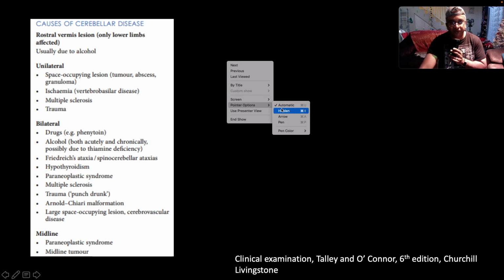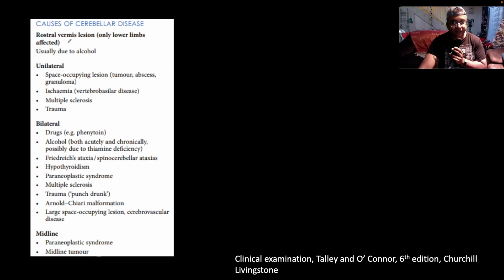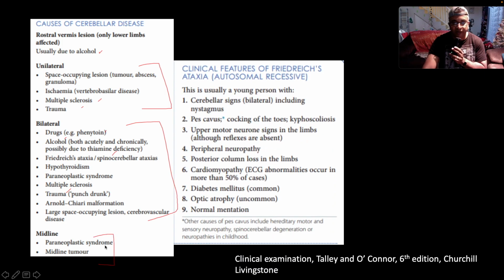So we said if it's a rostral vermis lesion, that's central affectation, usually truncal ataxia, usually due to alcohol. If it's unilateral, it could be a space-occupying lesion like a tumor, abscess, granuloma. Ischemia in the way of vertebrobasilar disease, we spoke about this, multiple sclerosis or trauma. Bilateral affectation, there's a whole lot to talk about. So drugs like phenytoin, alcohol, on account of both acute and chronic involvement, possibly due to thiamine deficiency, Friedreich's ataxia, spinocerebellar ataxias, hypothyroidism, paraneoplastic affectation, multiple sclerosis, trauma, etc. Midline issues, a midline tumor or a paraneoplastic syndrome.